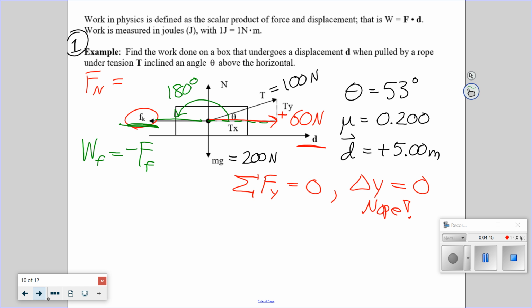friction force times displacement. Friction, like always, we have 200 pointed down, but we have an 80 up. So the normal force is only 180. And then the friction force is 0.2, isn't it? Yeah. So the force of friction is 36 newtons backwards. Oh, I did this wrong, fifth hour. Okay, so you got 60 forward and 36 back.